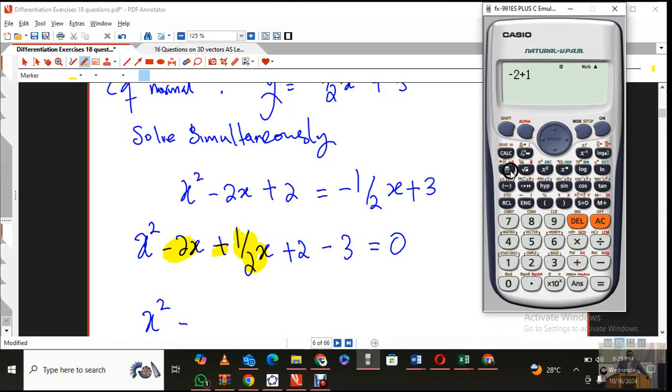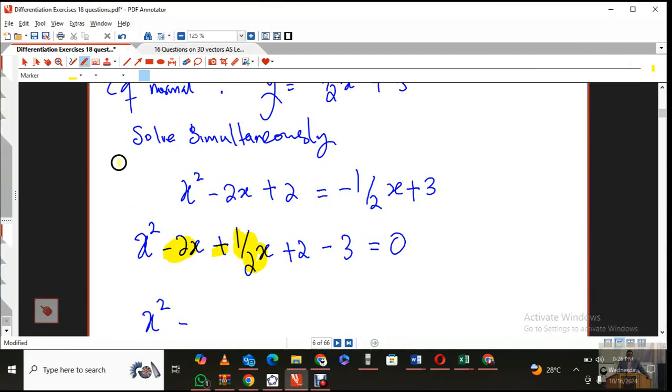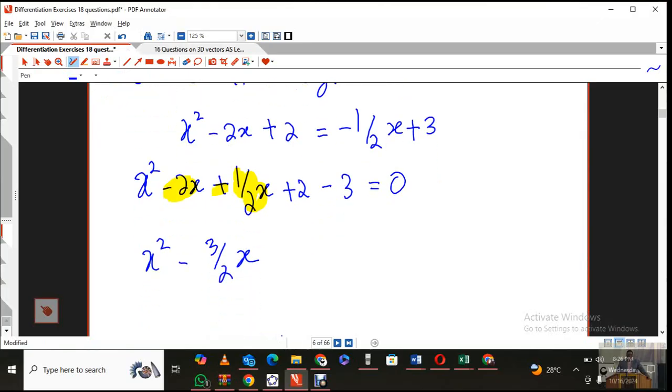So plus a half, what does that give us? Of course, it gives you negative 1.5, negative 3 halves. So I'm just going to leave it as negative 3 halves. So that is negative 3 halves of x. And then obviously 2 minus 3 is nothing but negative 1. We're very close to cleaning that up.